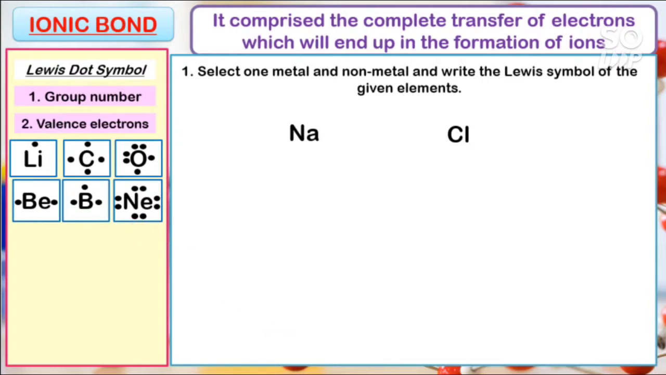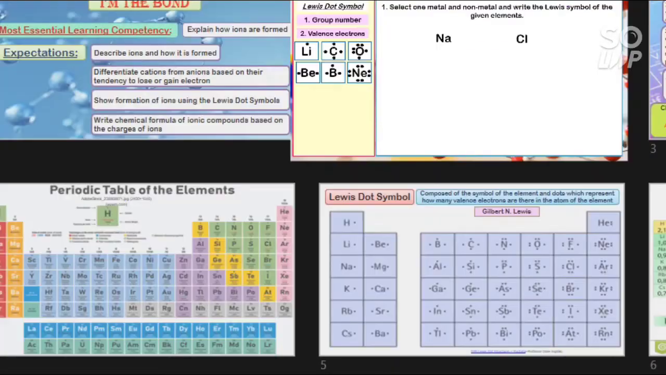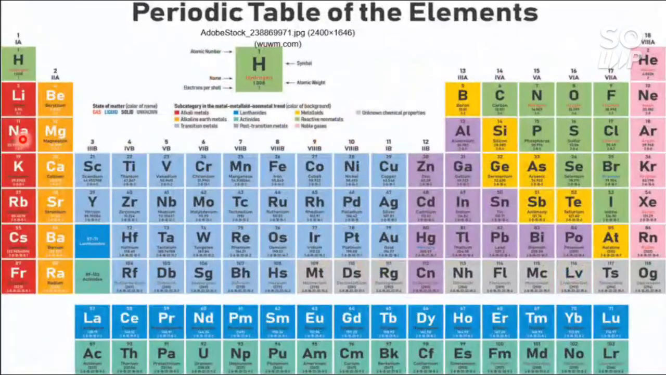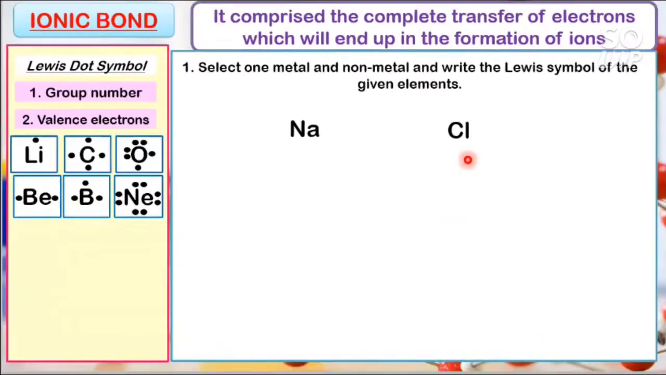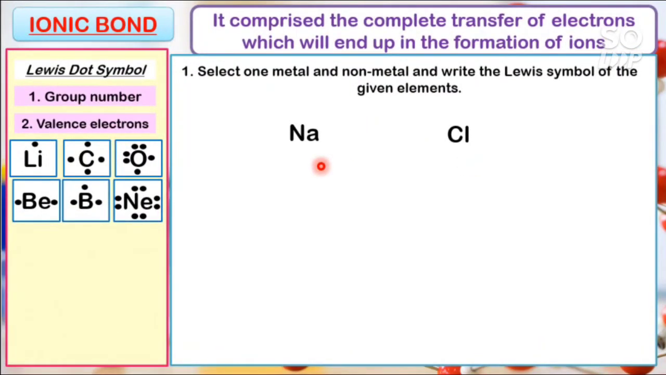How about sodium and chlorine? What group are they? Let's see. Sodium is in group 1, while chlorine is in group 7. So if sodium is group 1, it only has one dot. Chlorine, group 7, means 7 dots. 1, 2, 3, 4, 5, 6, 7. So 7 dots for chlorine and 1 dot only for sodium.